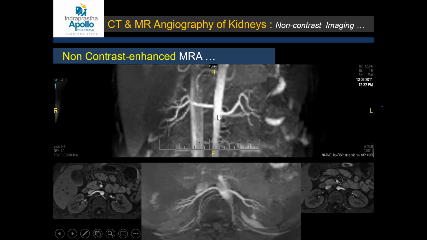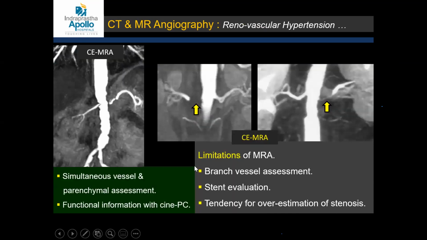These are the non-contrast MR angiography images, which can see the main renal artery, the aorta, and the renal arterial bifurcation, even at the segmental, subsegmental level, as we can see on both sides. It is important to understand that MRI tends to overestimate the degree of stenosis, as we can see here. Then stent evaluation is not possible with MRI, as we can see here. At the stent, there is complete drop off.